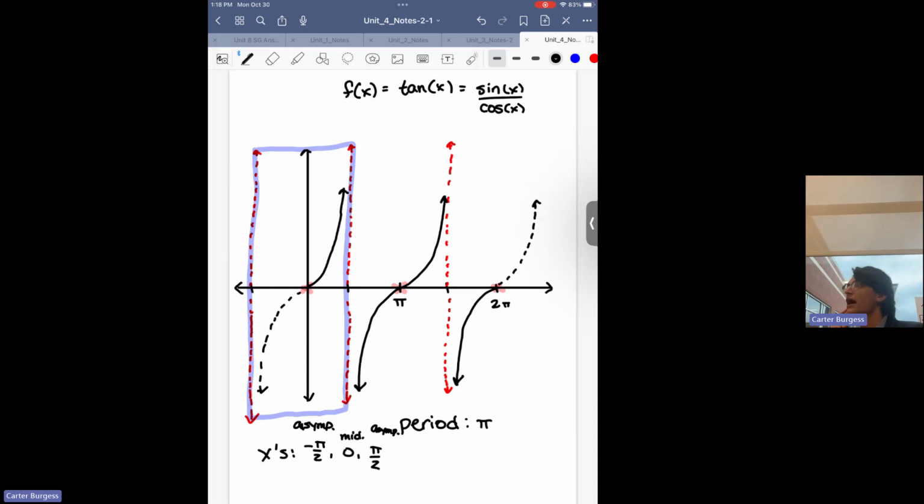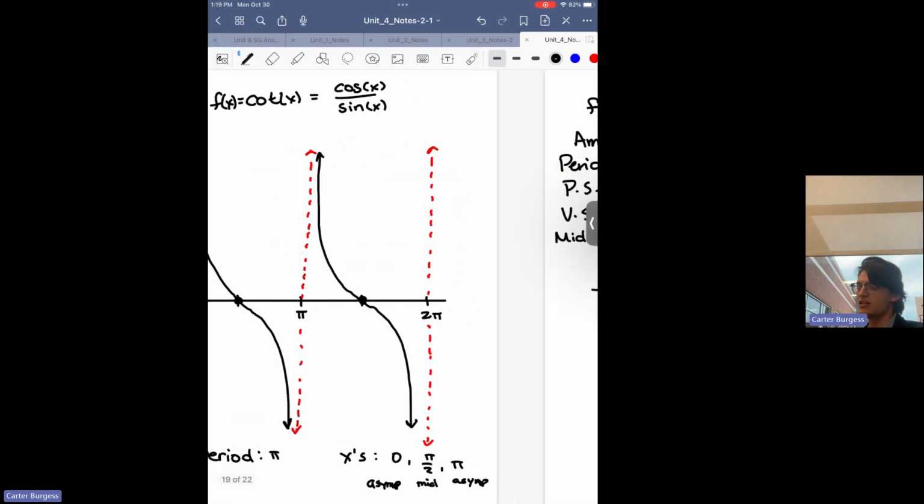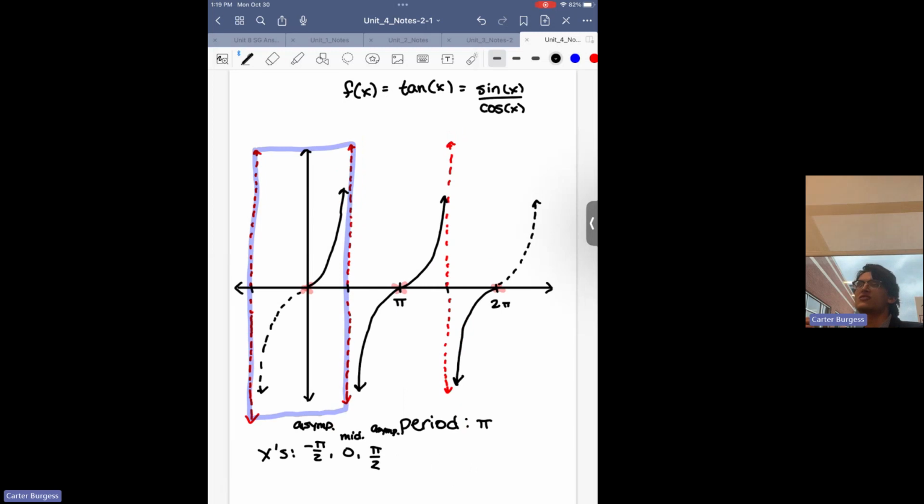Could we also have done pi over 2 to 3 pi over 2? Would that also take us asymptote to asymptote? Yeah, absolutely, we totally could have. You even could have done 0 to pi, but your function would just look a little funky, broken up and strange. So we picked these a bit more carefully than that. But generally speaking, the goal is to go asymptote to asymptote.